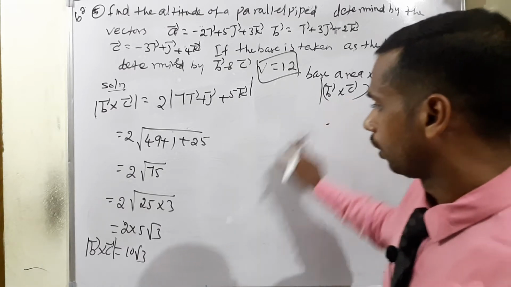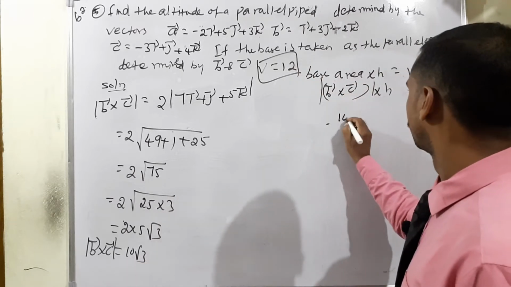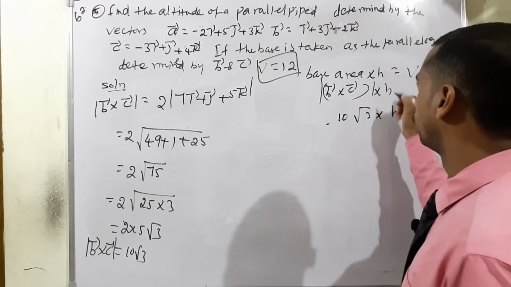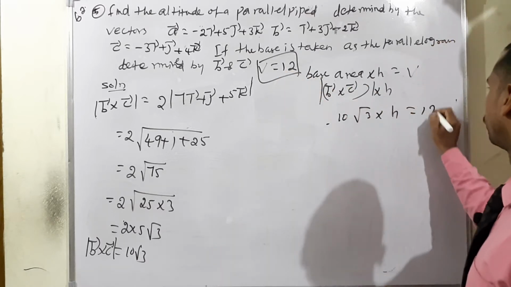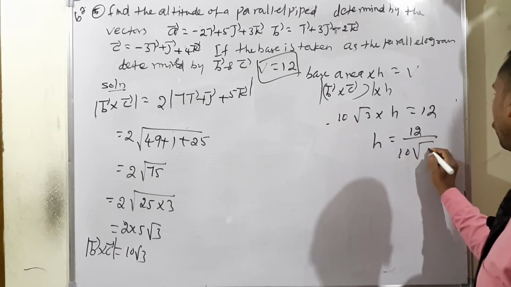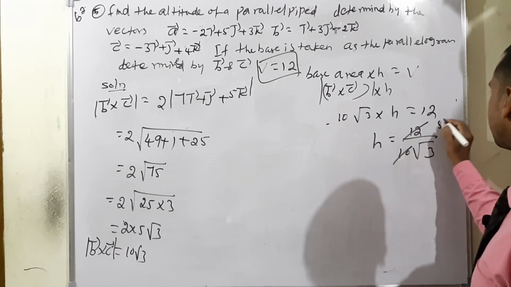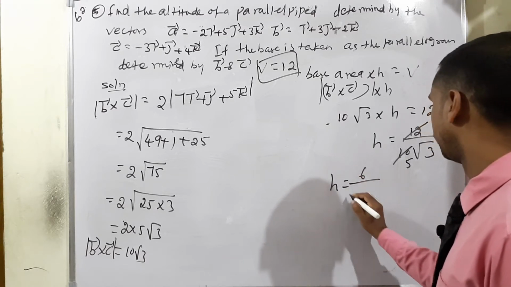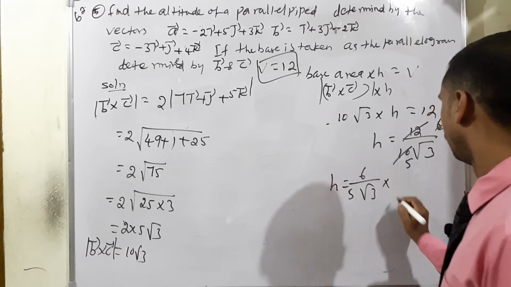What is the value of modulus of b vector cross c vector? 10 root 3. So, 10 root 3 into height, we don't know. We need to find it, it is equal to volume. Already we found it is equal to 12. Therefore, height is equal to 12 divided by 10 root 3. So, 12 and 10 means 6 and 5. Again, height is equal to 6 divided by 5 root 3.